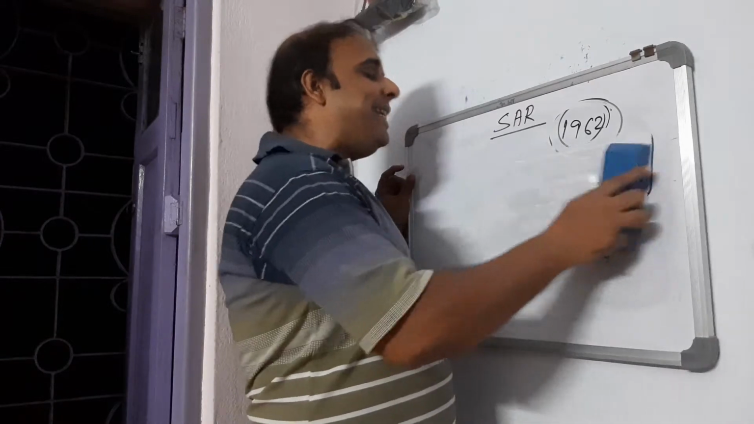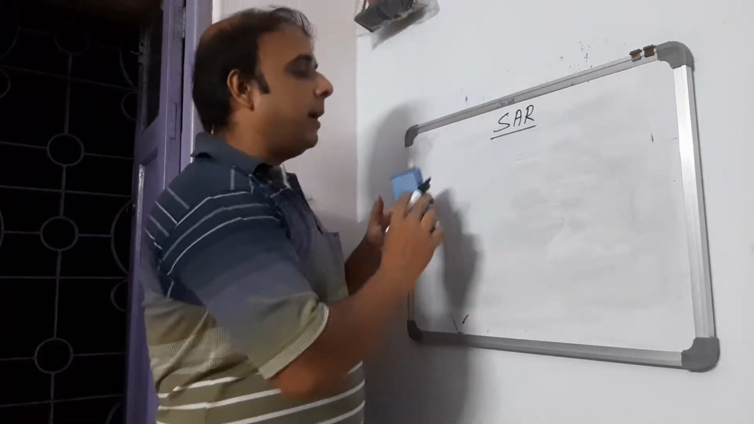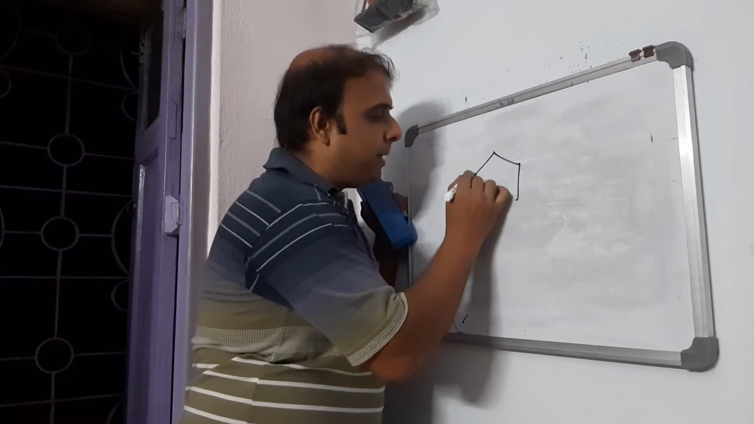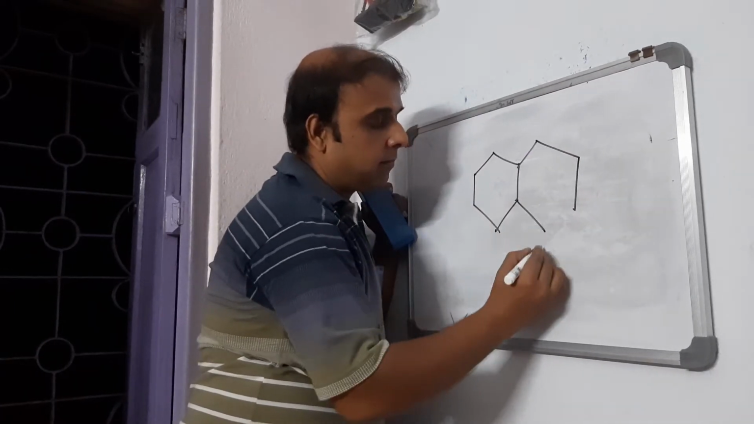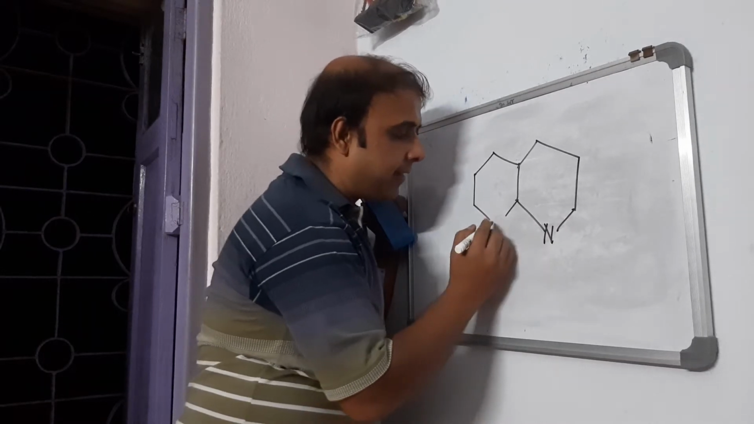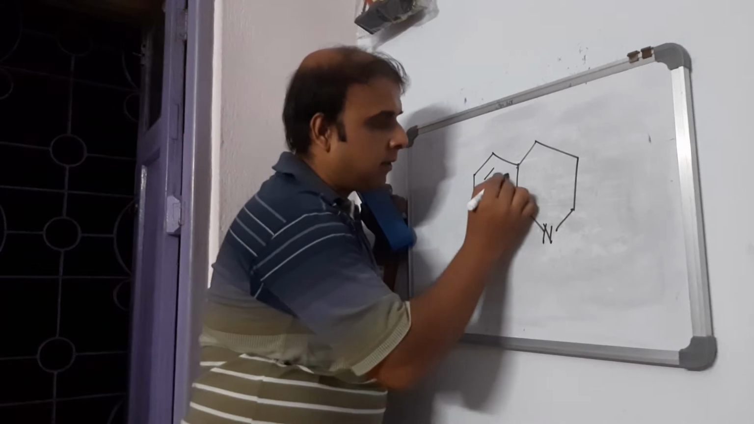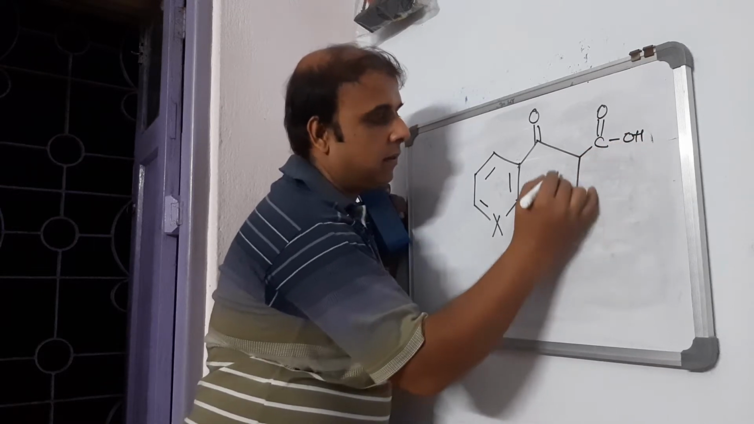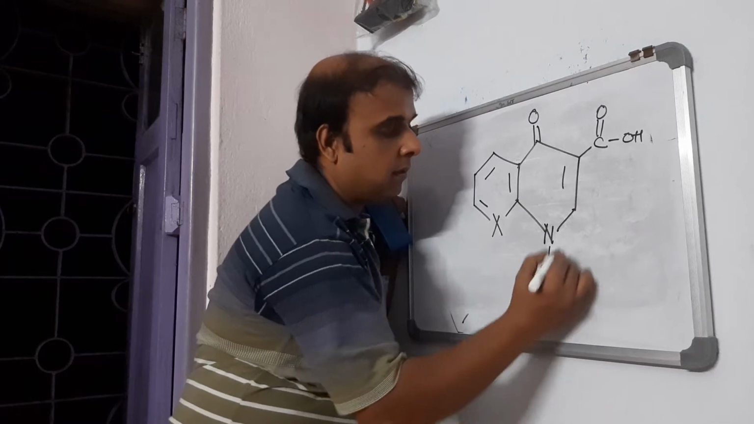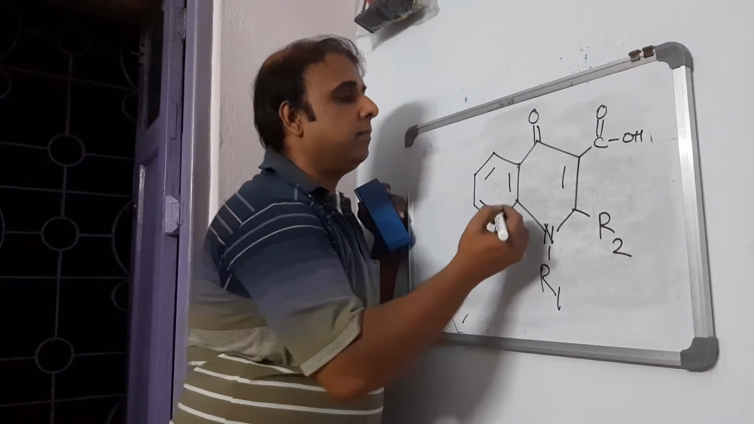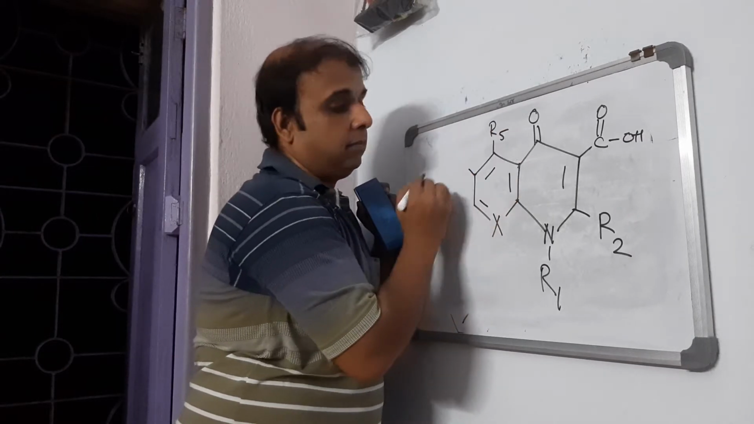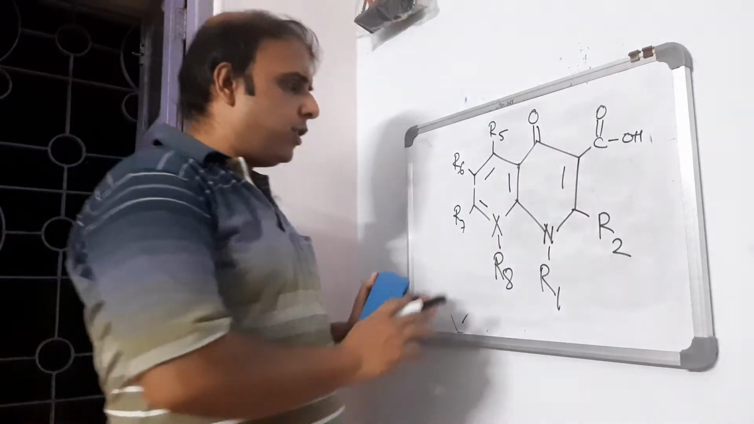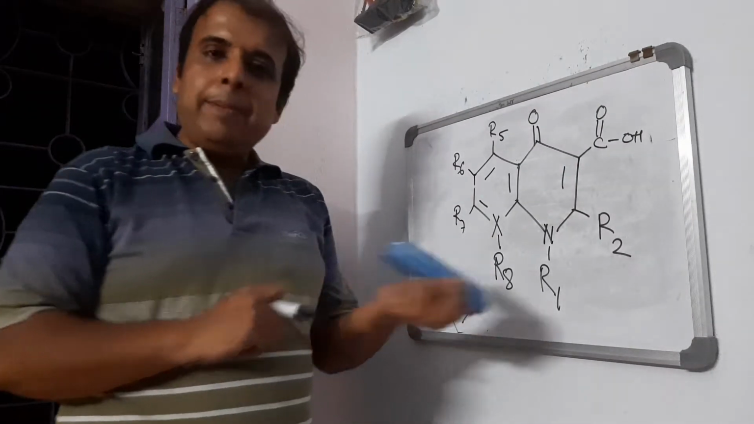So let us just draw the basic skeleton, as we did in earlier videos, in earlier ACR also. So what should be the basic skeleton? I'll just put here X. So now, this is the template structure of fluoroquinolones, right? Now, deliberately I have just put here X.